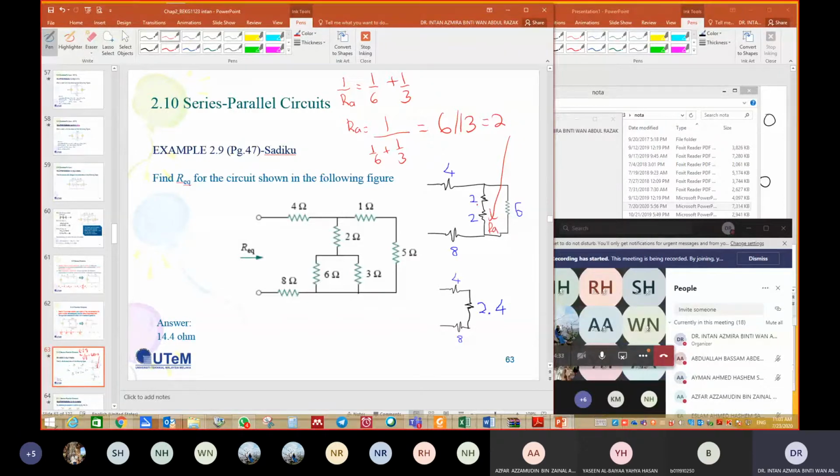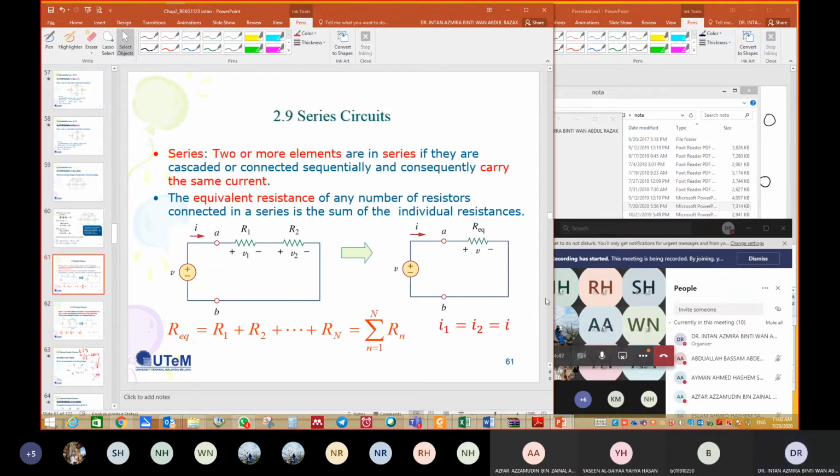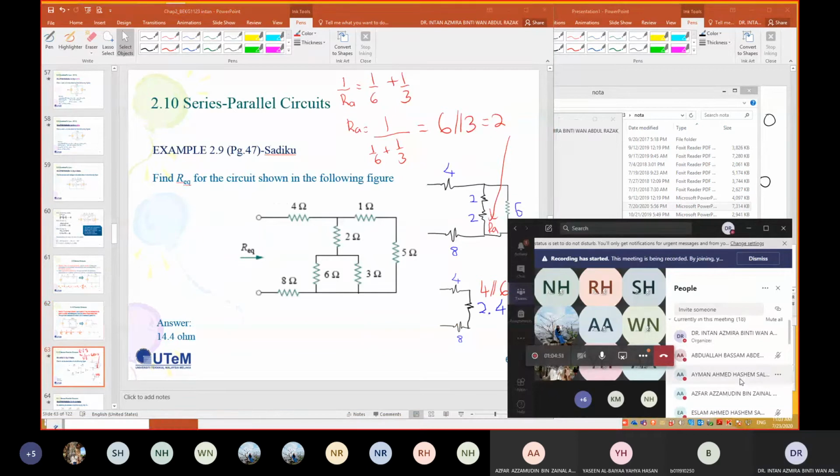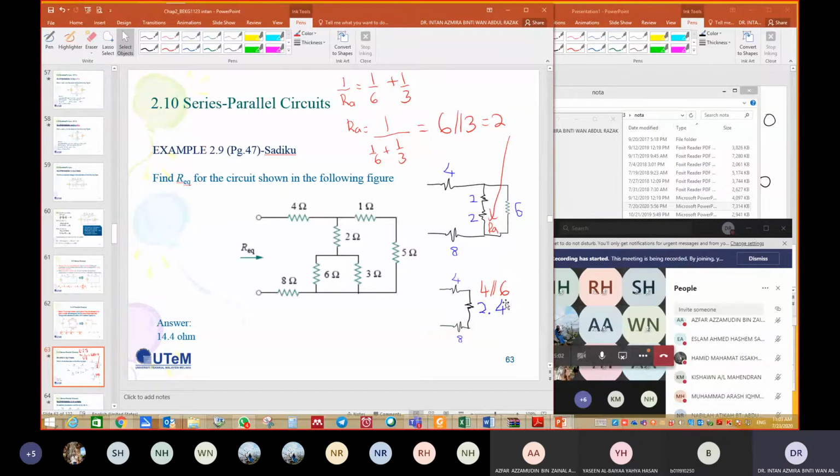Okay, so now 2 plus 2 is equal to 4 and then 4 parallel with 6. Okay, this one is 4 parallel with 6. Hamid, Aiman Ahmad, where is Hamid? Okay, Hamid. Did you get 4 parallel with 6 is equal to 2.4?